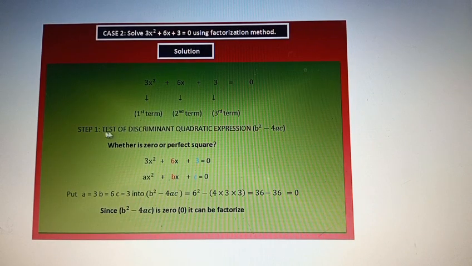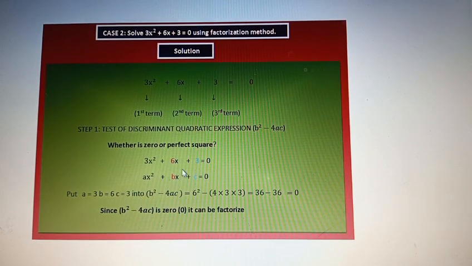Then, step 1. Test the discriminant of the quadratic expression, b squared minus 4ac, to see whether it's 0 or a perfect square. The reason is to know whether we have to factorize or not. 3s squared plus 6s plus 3 equals 0. Compare with the quadratic equation format. You can see that a is equal to 3, b is equal to 6, and c is equal to 3. Put the values of a equals 3, b equals 6, and c equals 3 into b squared minus 4ac.